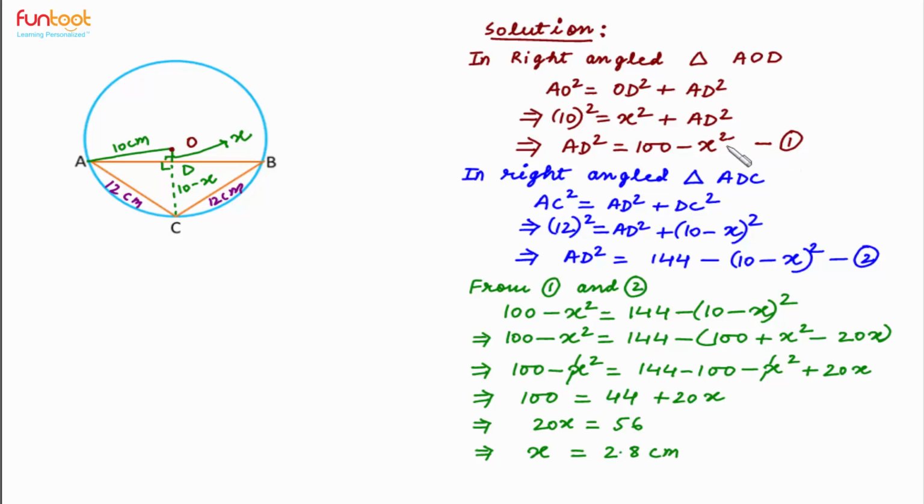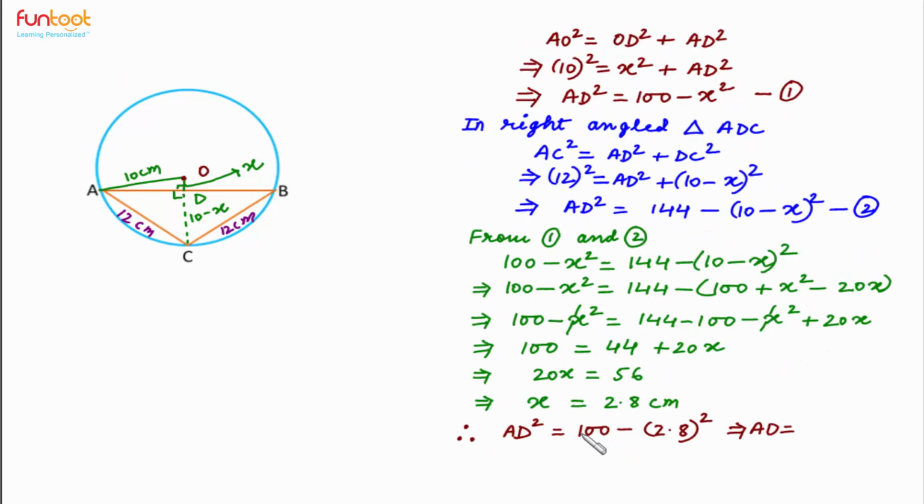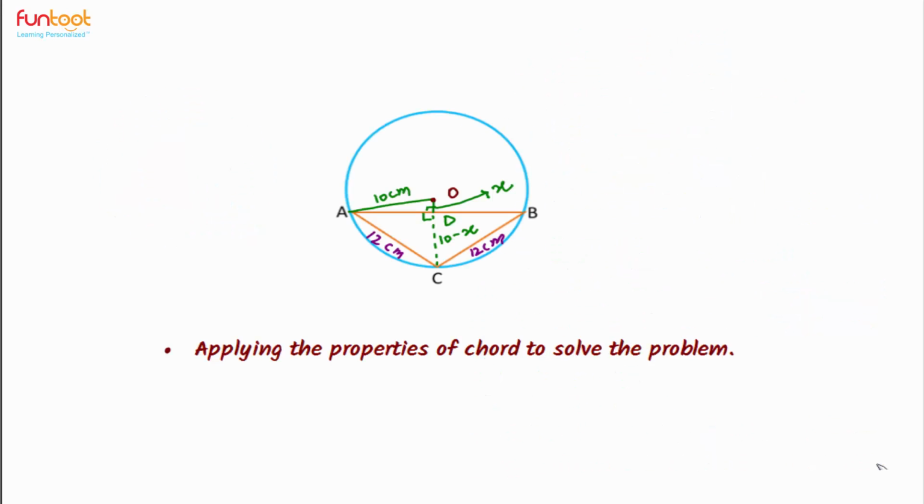And if in 1 we put 2.8 centimeters in place of X, we can get the value of AD. So AD square will be equal to 100 minus 2.8 square. So AD from here we can calculate as 9.8 centimeters. As discussed, AB will be equal to twice AD. So that means 2 into 9.8 centimeters will be equal to 19.6 centimeters. This is our answer. So we applied the property of the chord here that perpendicular from the center bisects the chord to solve the problem.